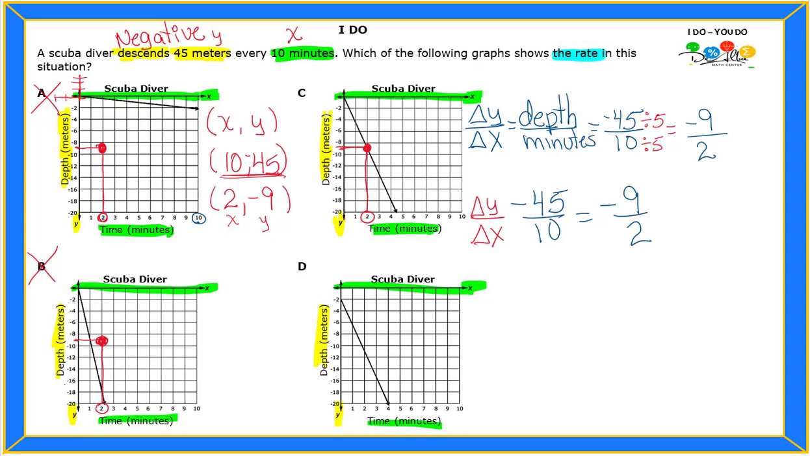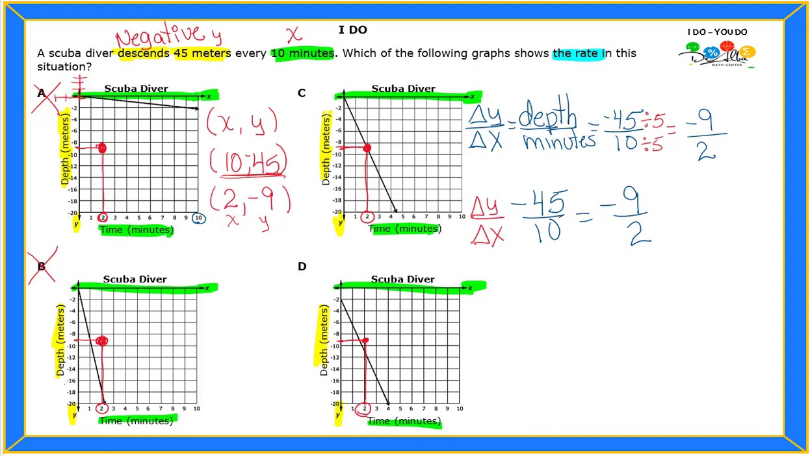Let's check letter D, just so that we confirm that D cannot be an answer. So I'm going to check on 2 for x. And I'm going to go to 9, which is right here. Okay, I'm going to go up. And right here. Okay, that cannot be an answer.